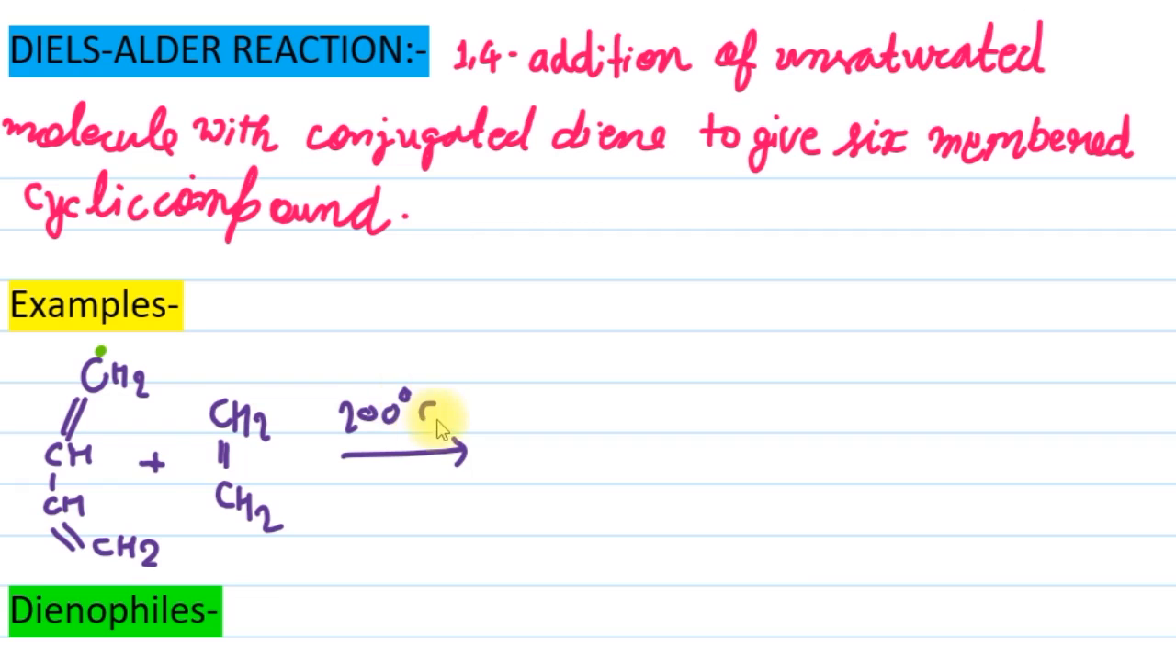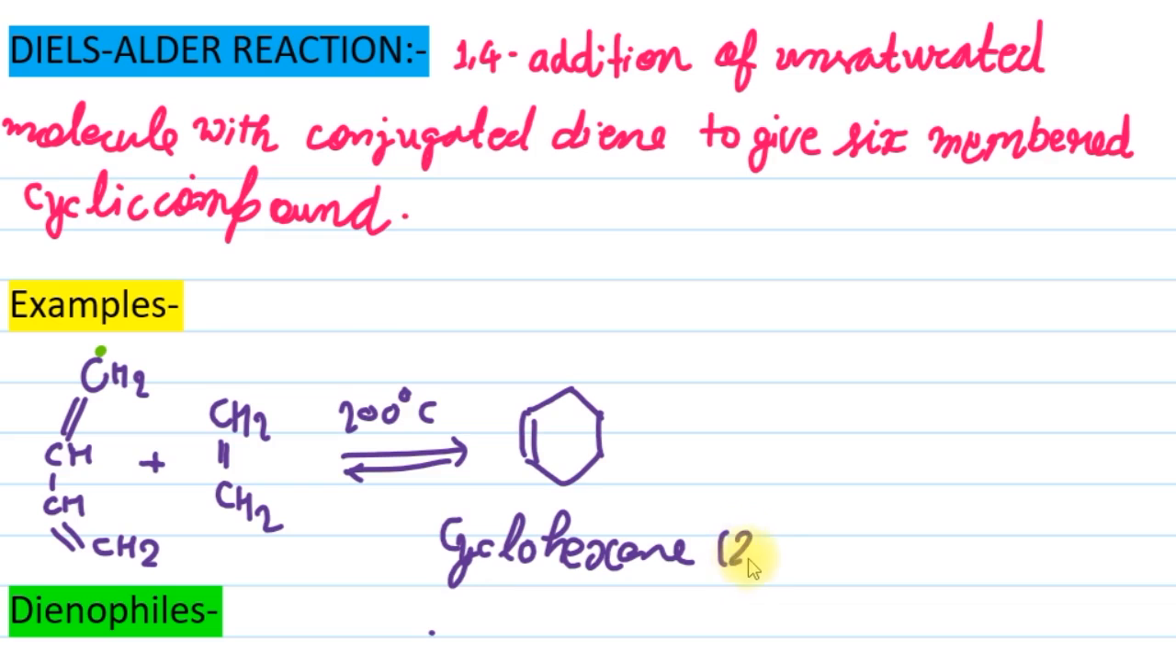When butadiene is treated with ethene at 200 degrees centigrade temperature, reversibly it forms a cyclic product, the cyclic compound named cyclohexene, about 20%.